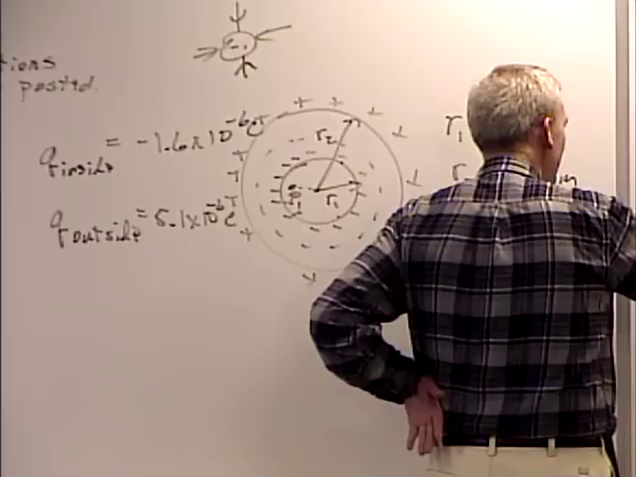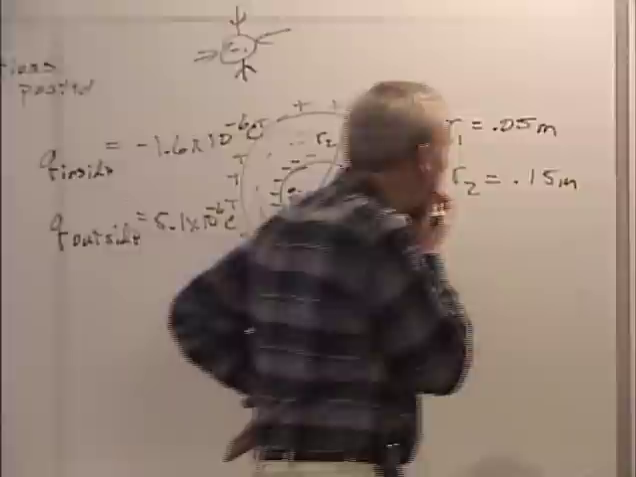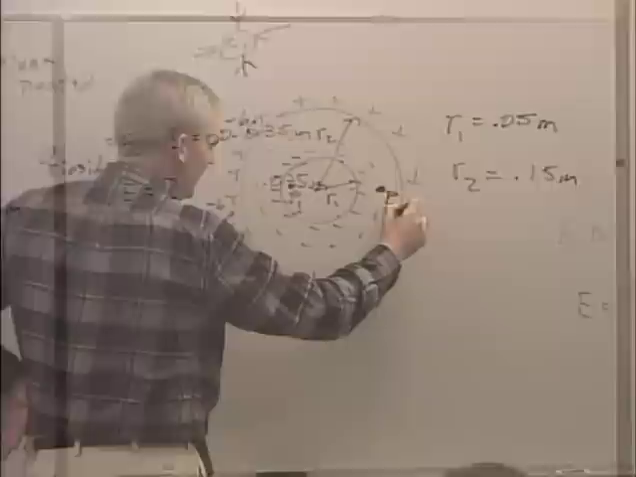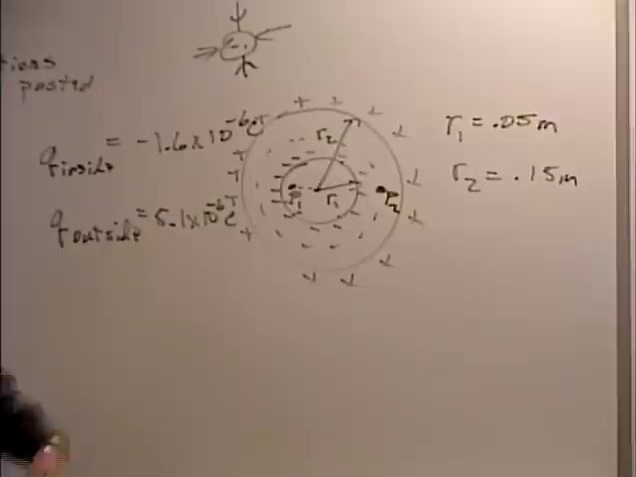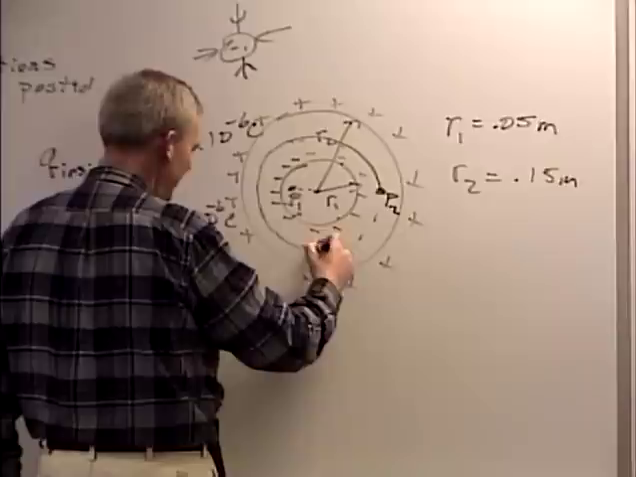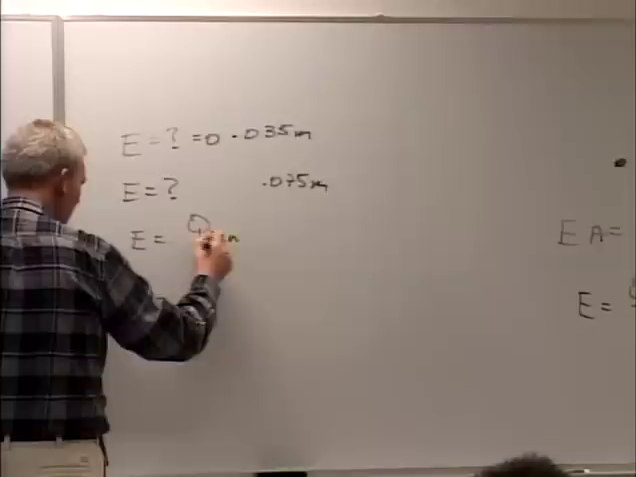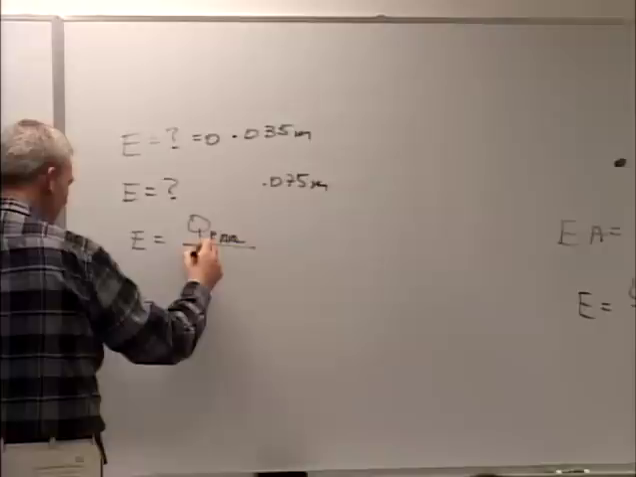Now, what about the E field? What is E if we come out to a point at 0.075 meters? This is a little bit trickier. At 0.075 meters, that's right here. Let's put P2 right here. Here's how we do Gauss's law to solve this problem. We draw a sphere around this point, like this, and we say E is equal to Q enclosed divided by A times epsilon naught.